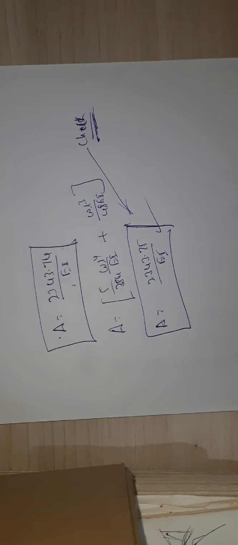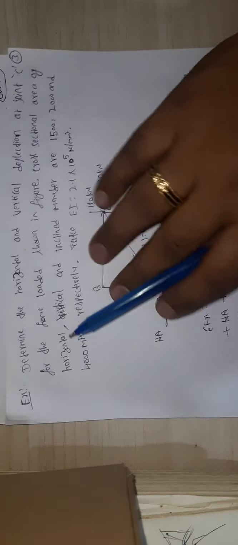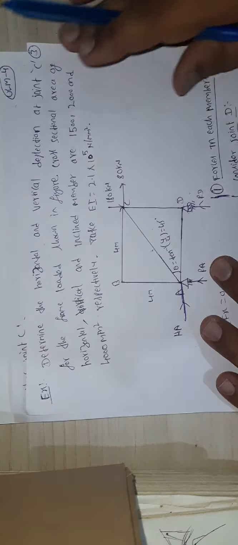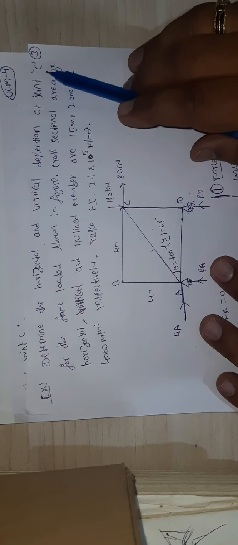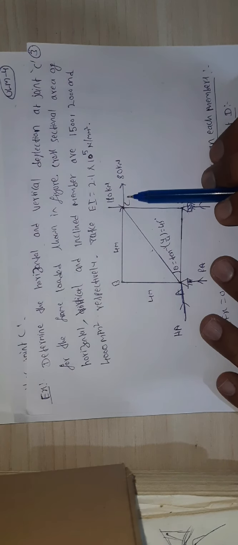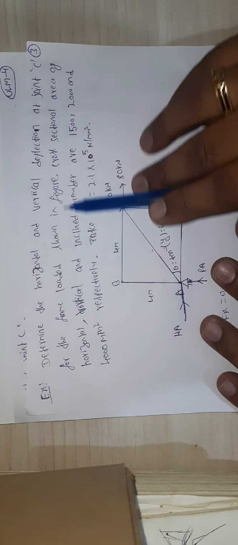By using unit load method. So consider this example. Determine the horizontal and vertical deflection at joint C, means this is joint C where we need to find out deflections at joint C for the frame loaded as shown in figure.